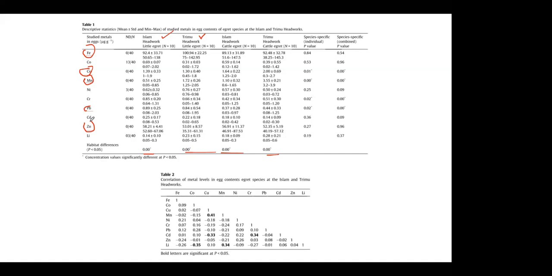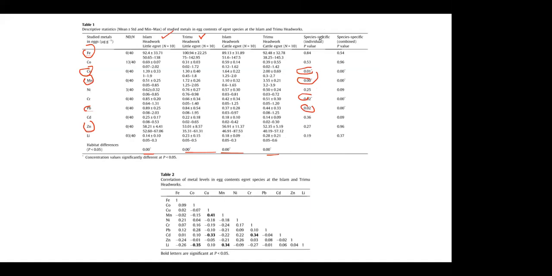Based on the species, the one-way analysis of variance revealed that copper, manganese, chromium, and lead were significantly different between the species. These were our results.